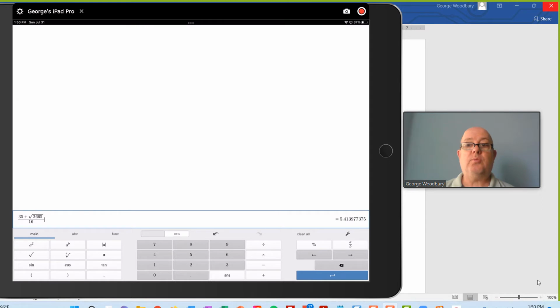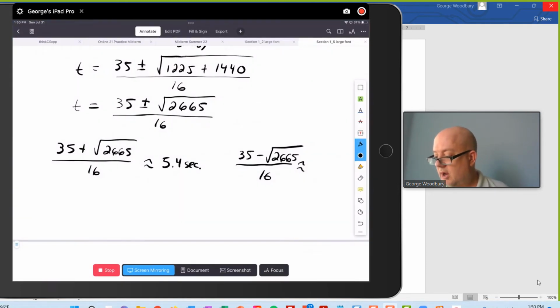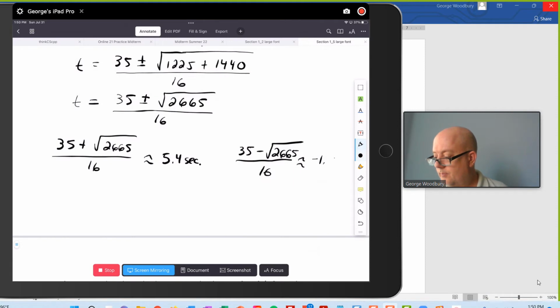And to check the one where we subtract, I can just tap back into the numerator, backspace over the plus sign, put in a minus sign instead, and there we see it's negative 1.0. And that's impossible for time. So I'm going to throw that one out, and we're left with 5.4 seconds. That's how long it's going to take to land on the ground.